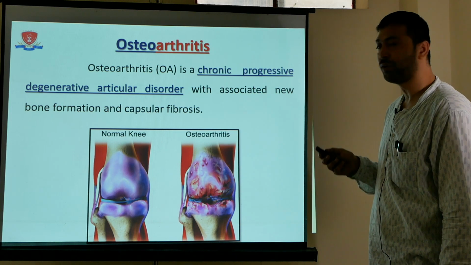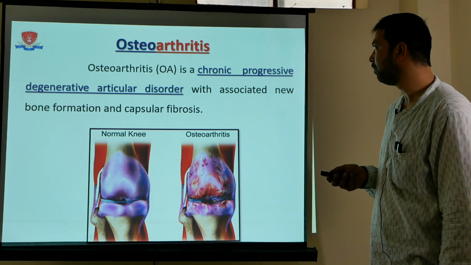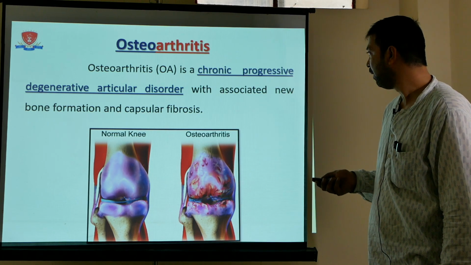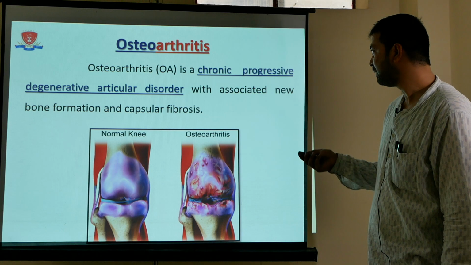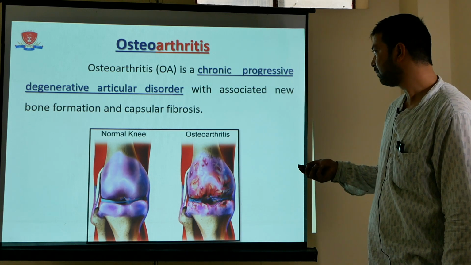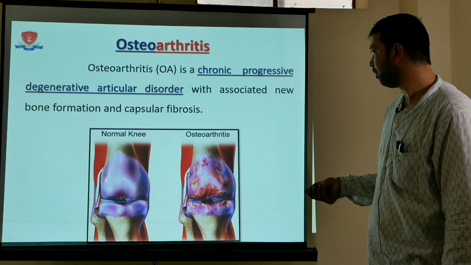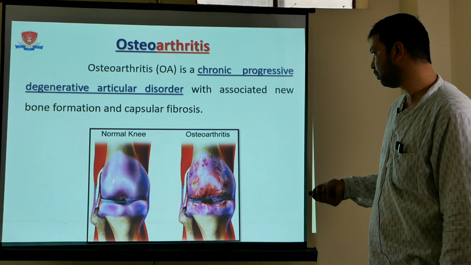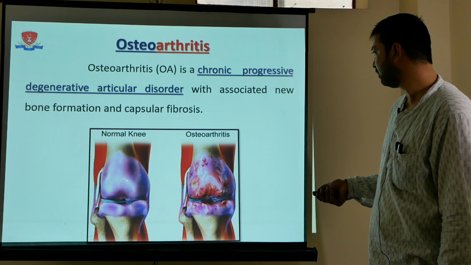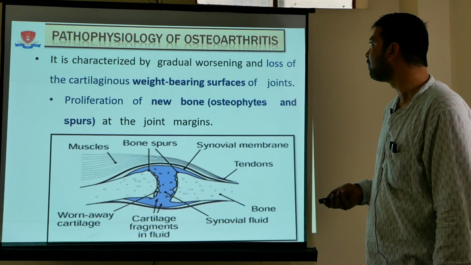Osteoarthritis is a chronic progressive degenerative articular disorder with associated new bone formation and capsular fibrosis. So you can see the picture of the normal knee joint and the osteoarthritic knee joint. Here you can see the normal capsule present in the joint, and this one is the inflamed capsule present in the osteoarthritic joint.